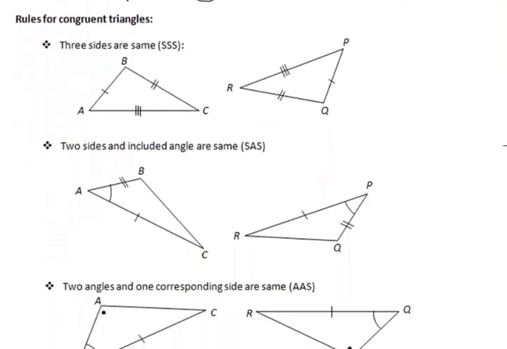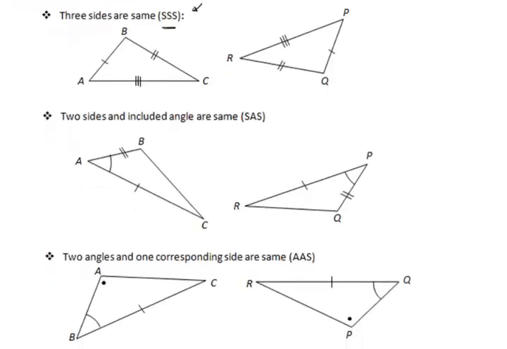The first rule to check whether 2 triangles are congruent or not is that 3 sides are the same. That means if we have 2 triangles, say for example ABC and PQR, here side AB is equal to PQ, side BC is equal to QR, and side AC is equal to PR. That means between ABC and PQR, the 2 triangles, their corresponding 3 sides are equal, then these 2 triangles are congruent. This condition we refer to shortly as SSS, that means side, side, side. That means 3 sides are equal. Under that condition, these 2 triangles are congruent.